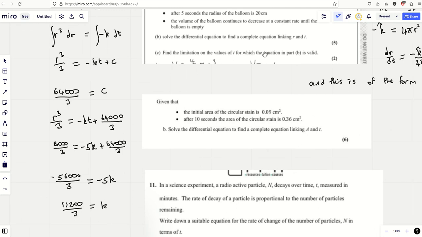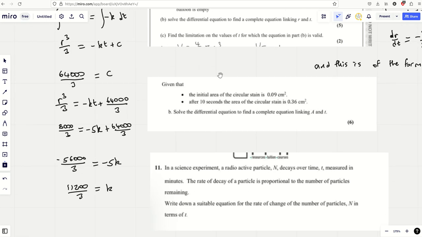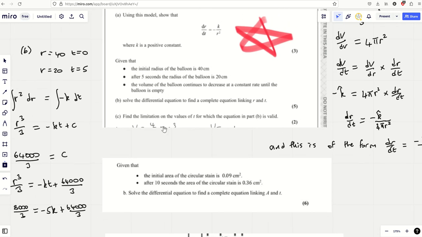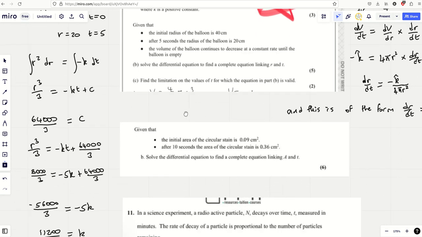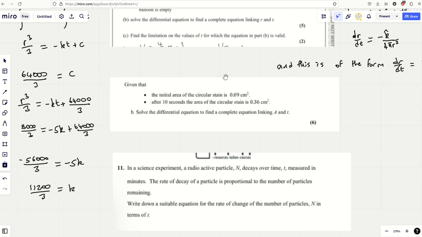The limitation on the values of t for which it's valid, well, bearing in mind it's completely empty after a certain time, find when v equals 0 here, or when r equals 0 indeed, and find a t value for which that's the case. Then when t is larger than that, it's going to be invalid because it's going to give you a negative volume.